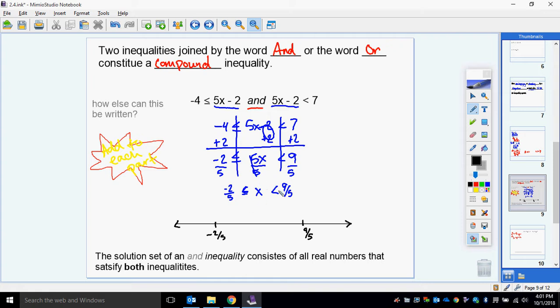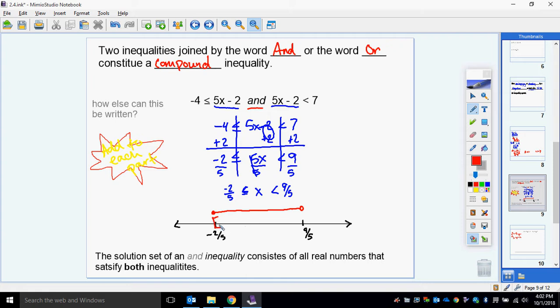What numbers can we plug in for x for this inequality to be true? Well, the numbers that we can plug in need to be greater than or equal to, so it can be equal to negative 2/5, but it's got to be greater than. But then the and part says it also has to be less than 9/5. Okay, so it can't be equal to 9/5, but it's got to be less than it. So any number in between negative 2/5 and 9/5, including negative 2/5, is a solution.